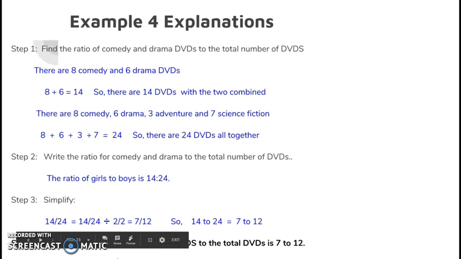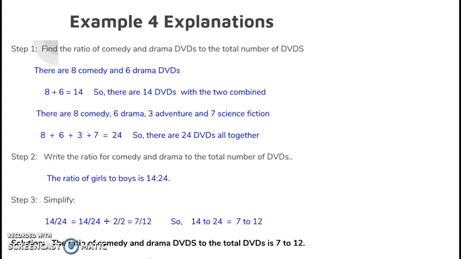So in step 1 here, you're going to find the ratio of comedy and drama DVDs to the total number of DVDs. There are 8 comedy and 6 drama DVDs, so we need to add those 2 together to get our number for that combination. And 8 plus 6 equals 14, so there are 14 DVDs with the 2 combined. There are 8 comedy, 6 drama, 3 adventure, and 7 science fiction. So to get all the DVDs together, we're going to have to add all of the numbers. So we would add 6 plus 8 plus 3 plus 7, which equals 24. So there are 24 DVDs altogether.